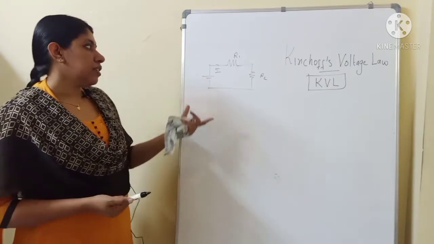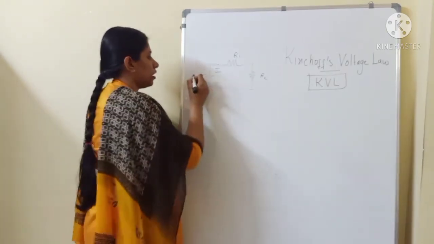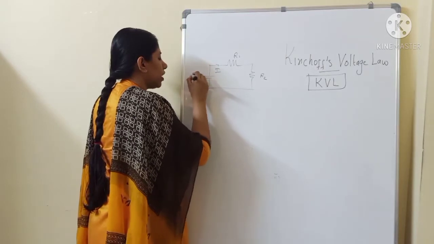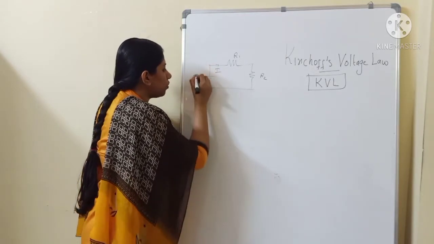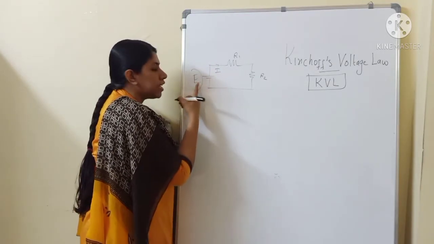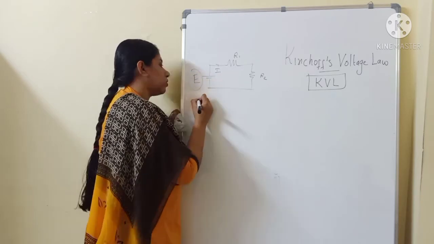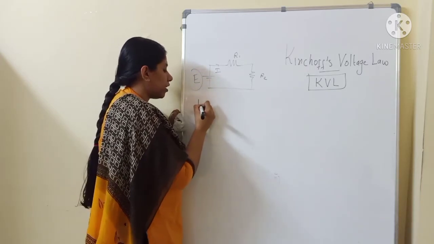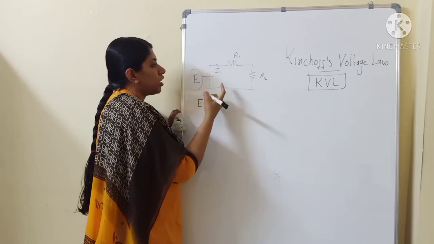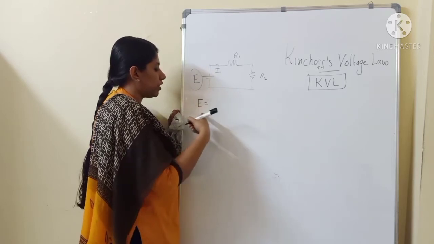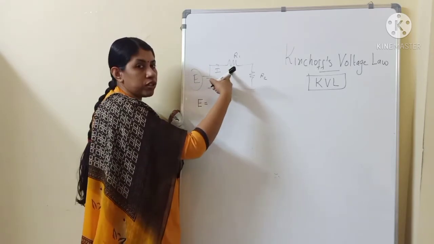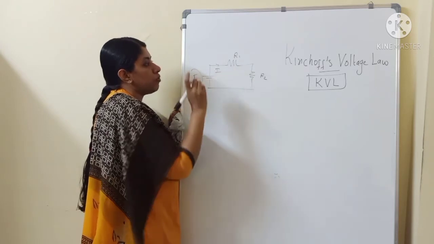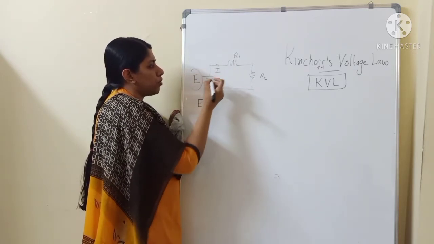So in this case, consider this circuit. We know that in this circuit we have an applied EMF. The algebraic sum of the applied EMF means, in this case you have only one power supply, so the algebraic sum of the applied EMF means E. Now we are asked to find this algebraic sum of the applied EMF, which is equal to the algebraic sum of the individual voltage drops. So how will we calculate the voltage drop?